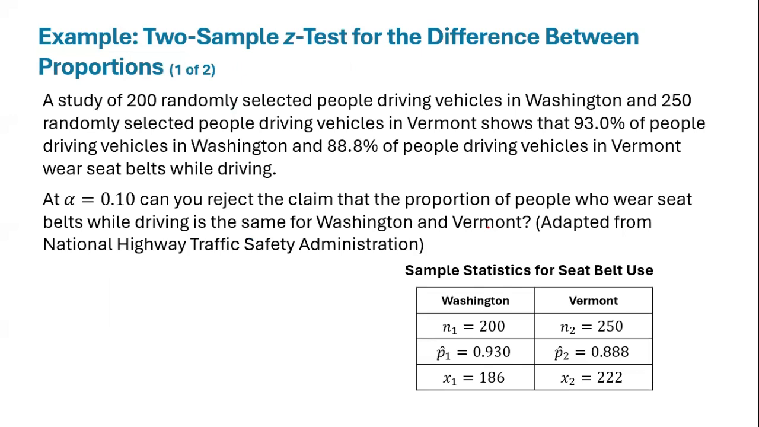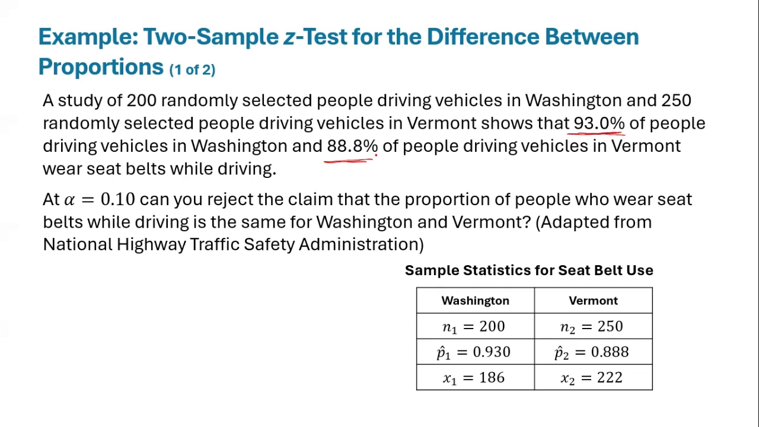The first example says a study of 200 randomly selected people driving vehicles in Washington and 250 randomly selected people driving vehicles in Vermont shows that 93% of people driving vehicles in Washington and 88.8% of people driving vehicles in Vermont wear seatbelts while driving. And you know, whenever the problem gives you a percentage, it tells you that this problem is about the proportion.